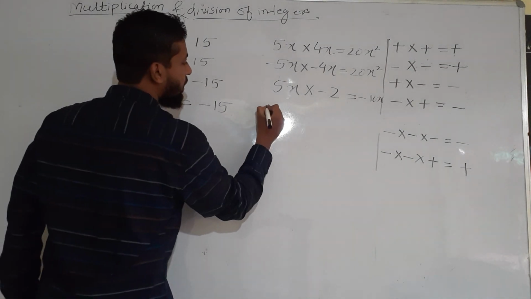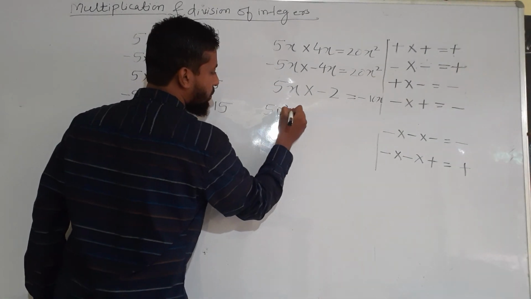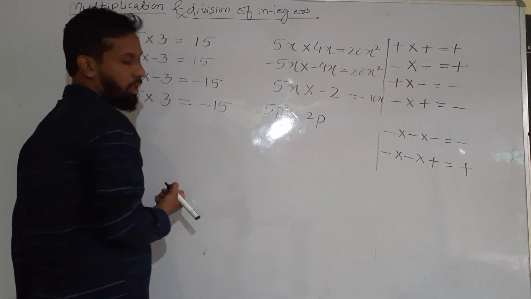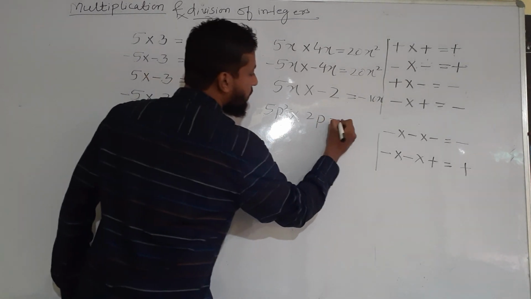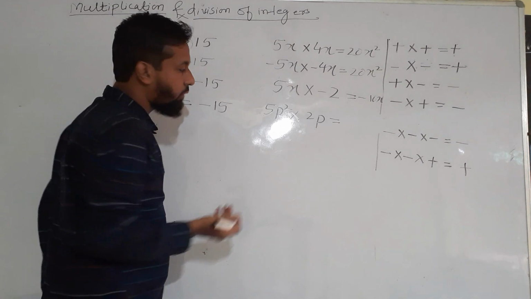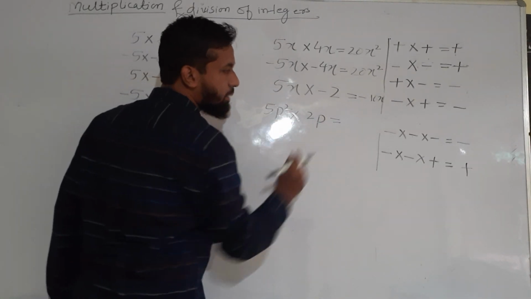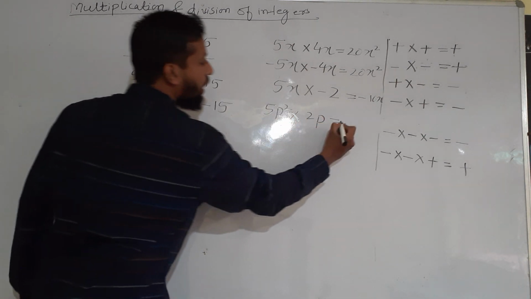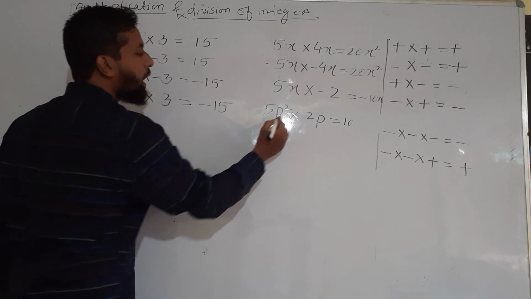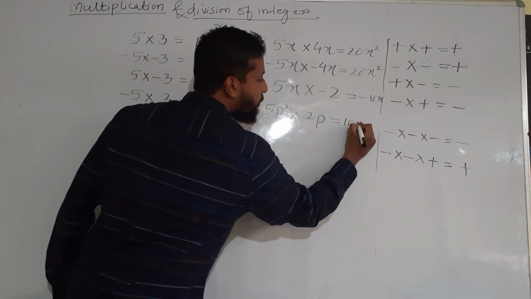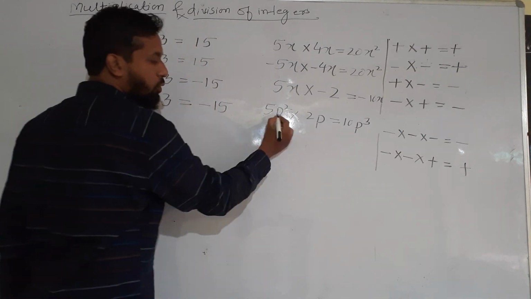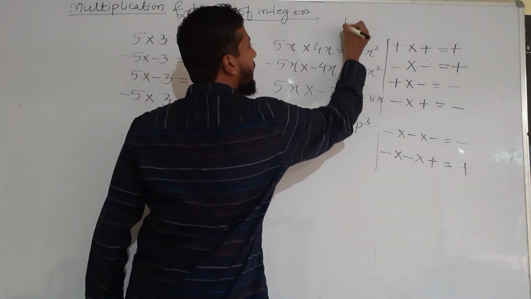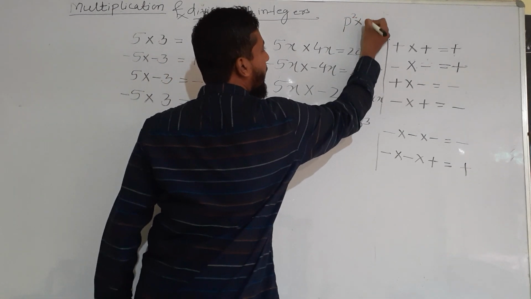Suppose it is like this, 5p square into 2p. Here both the signs are positive. If you multiply two plus signs, you will get plus only. Then multiply the numbers. 5 2s are 10. Then p square into p will give you p cube. How is it? See here, p square into p.